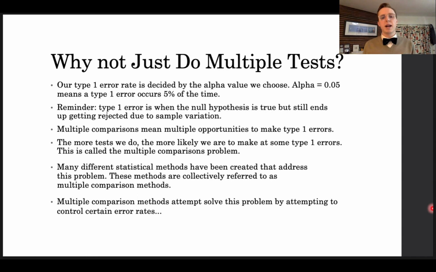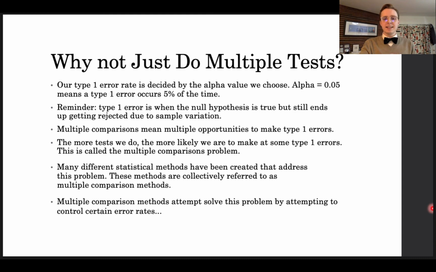Well, the first thing that comes to mind is why not just do multiple tests? Well, remember that by setting our alpha value to 0.05, we are saying that 5% of the time, when we conduct a t-test, we will make a type 1 error, meaning that we will reject the null hypothesis when the null is actually true. So if you try to do multiple tests, then every time you do that, there is a 5% chance you make a type 1 error. So the more tests we do, the more likely it is that we will make at least one type 1 error. This is called the multiple comparison problem.